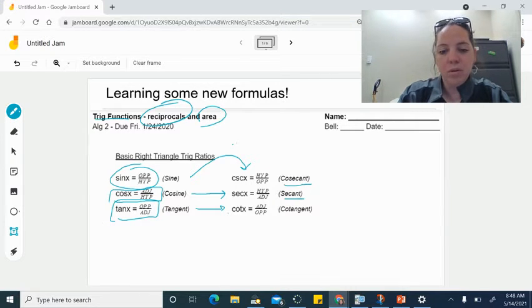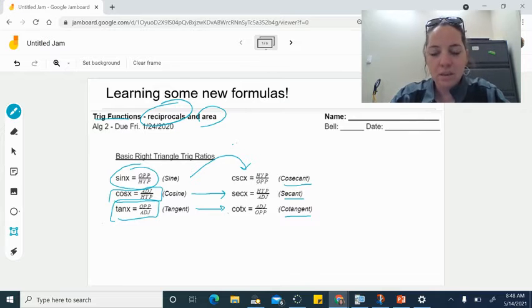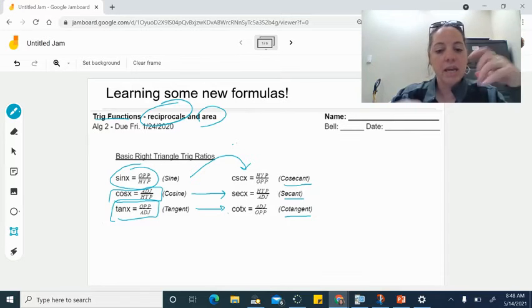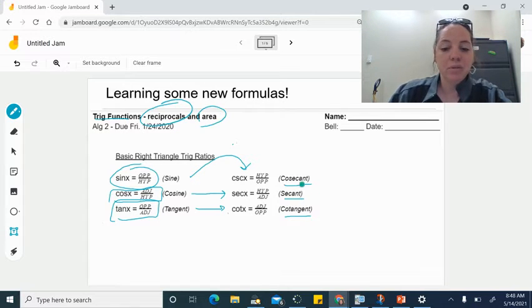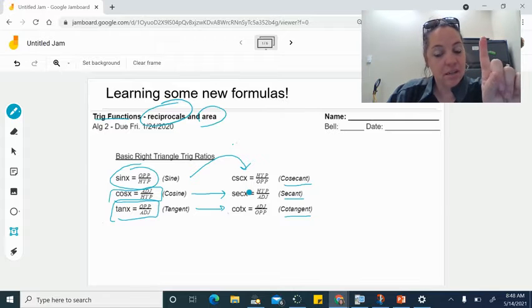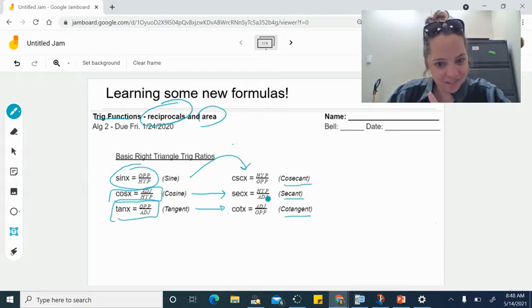And you'll notice I wrote out the whole words here so you can see what they look like. But if you see these abbreviations, CSC x, that just means cosecant of your angle x. SEC x means secant of x. And COT does not mean you're taking a nap on a cot. It means cotangent. It means flip tangent.